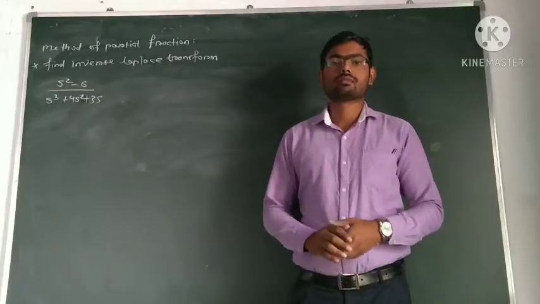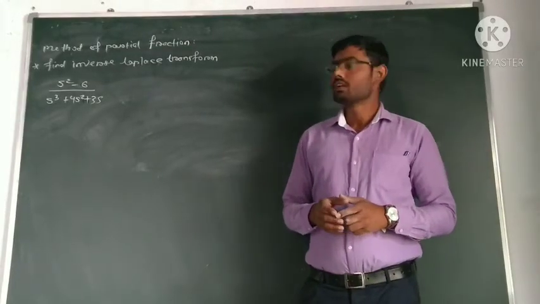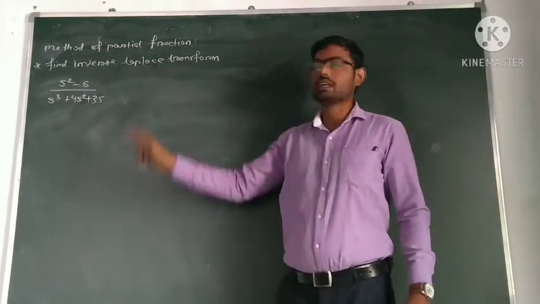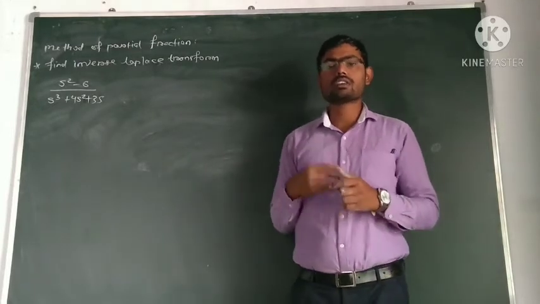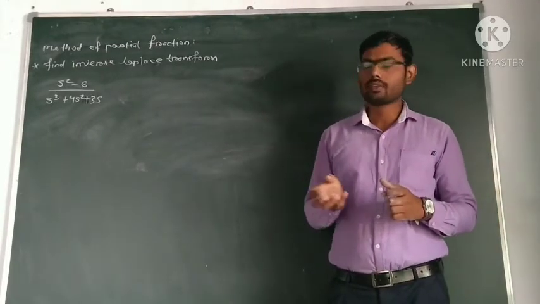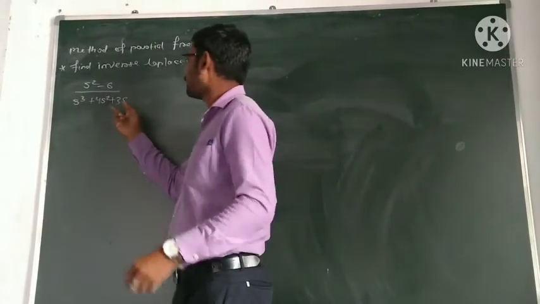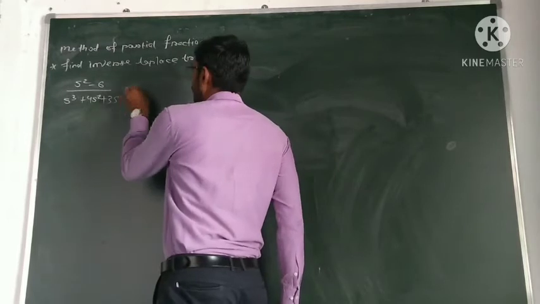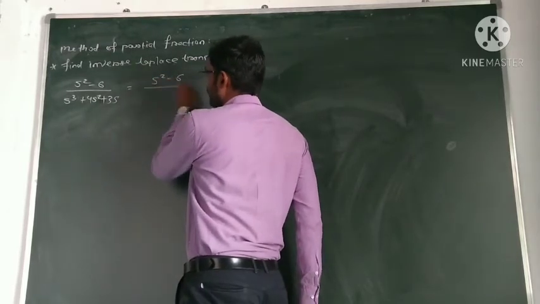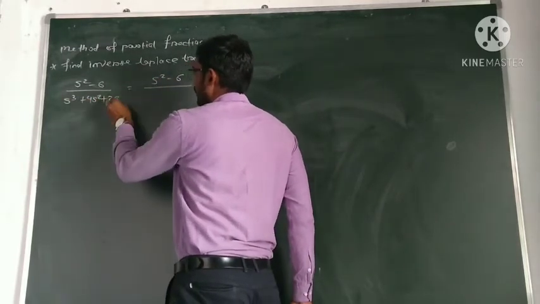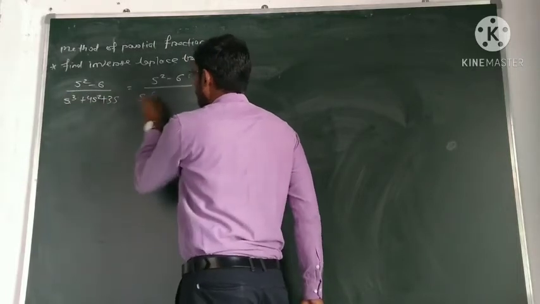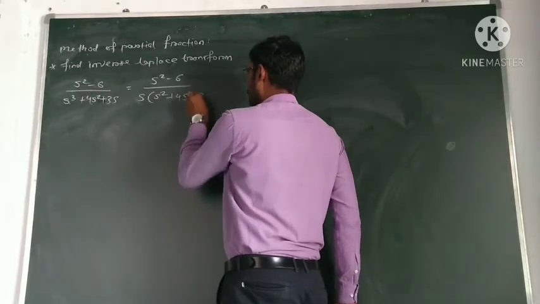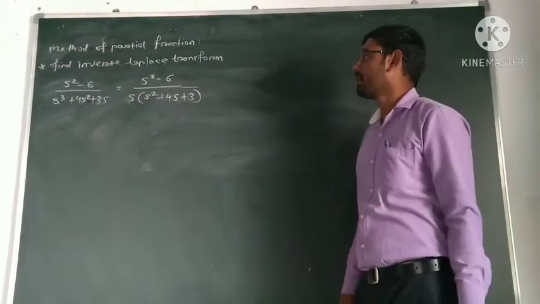Friends, now we will see how we find the inverse Laplace transform using the method of partial fractions. You may have learned about the method of partial fractions. Now this is the function we have here. We want to find its inverse Laplace transform. Now this can be written as s square minus 6 upon s into s square plus 4s plus 3, because s has been taken common outside.